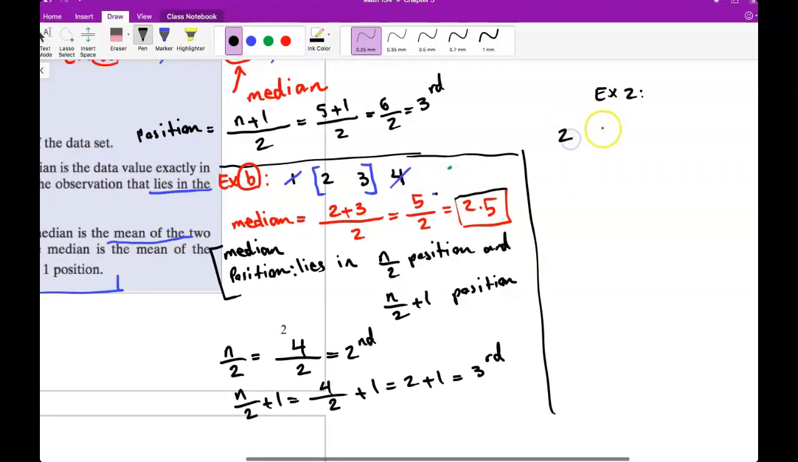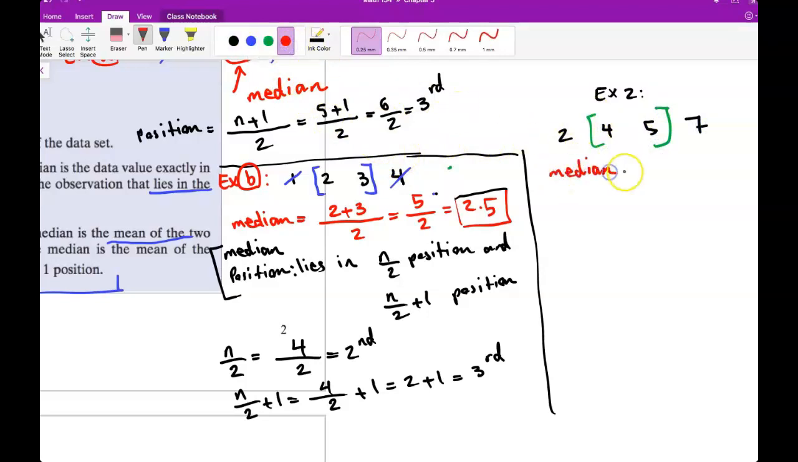For example, 2, 4, 5, 7. The median is 4 plus 5 divided by 2. That's 4.5. And the position is between second and third place. The n is 1, 2, 3, 4. We have 4 numbers.